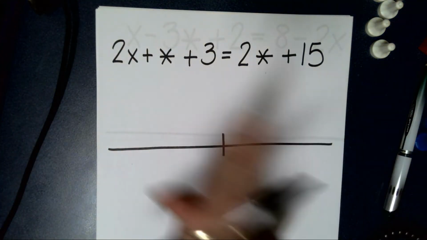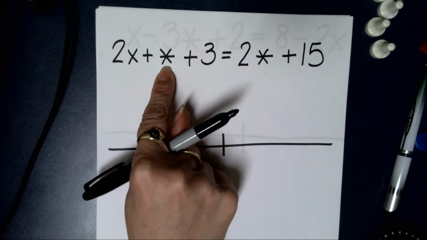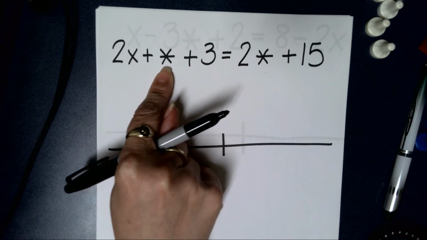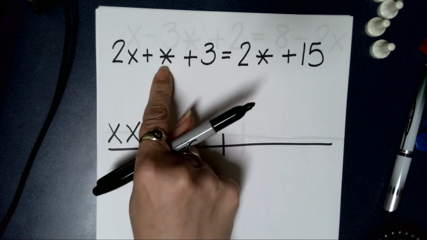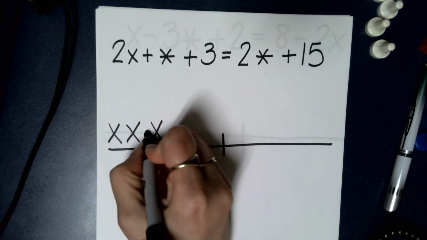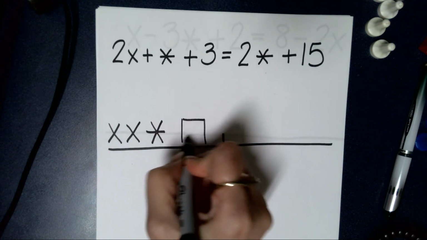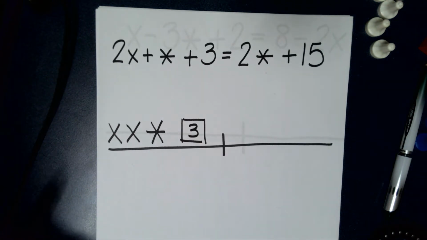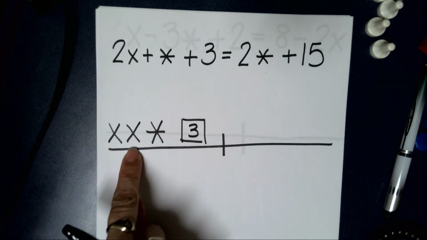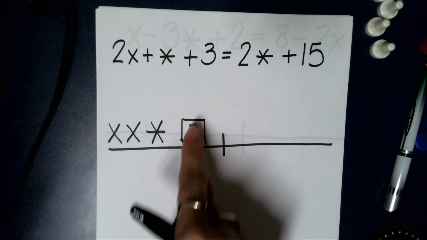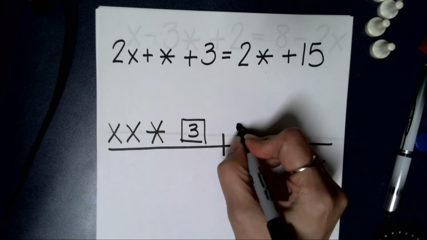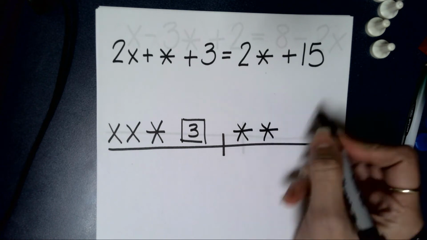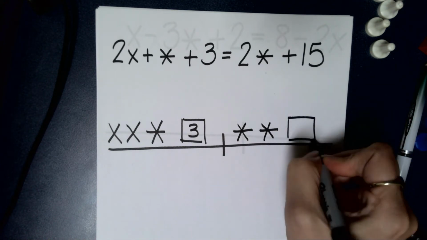So on this one, I'm not going to draw the triangles, I'm just going to use the X for the pawn and the asterisk for the star. So it says that I have 2 pawns, so I'm going to write 2 pawns, and then I have a star, and then I have a number 3. So I have 2 pawns, 1, 2, I have a star, and then I have a 3 cube, and on the right I have 2 stars, and I'm just going to draw a 15 cube.